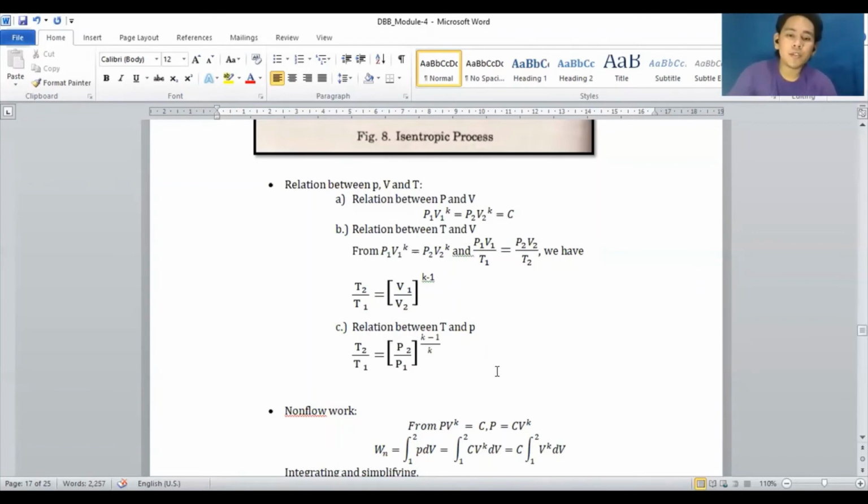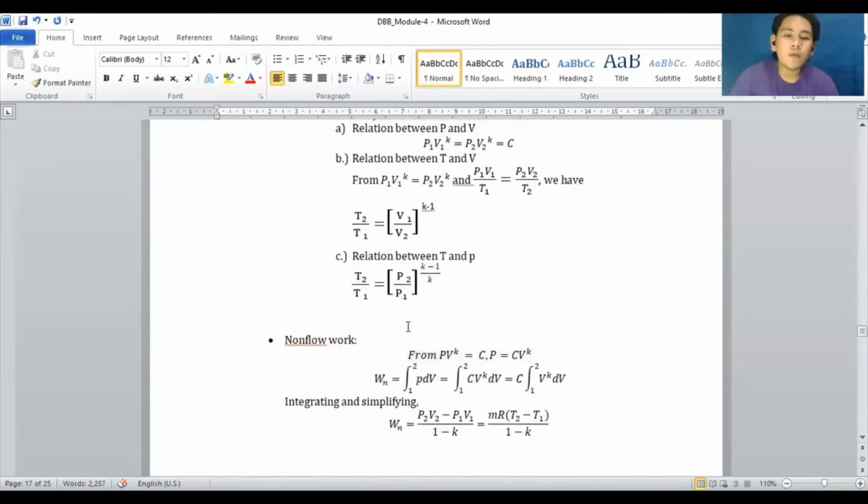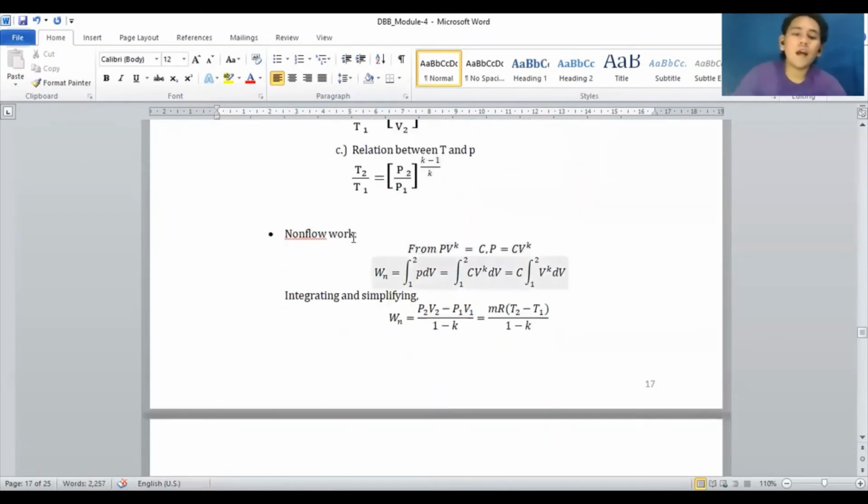When its relation is temperature and pressure, it's TPK. So T2 over T1 equals P2 over P1 raised to K minus 1 over K. TPK, TVK.